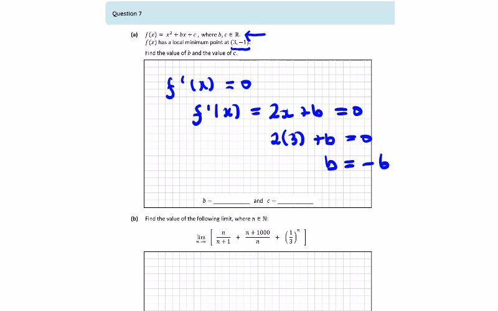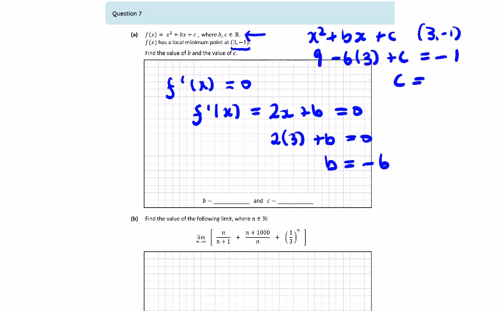And we know that we have a point on the curve, 3, minus 1. So we put x squared plus bx plus c. And if 3, minus 1 is on this curve, we get x squared 9. We have b already, which is minus 6 by 3 plus c is equal to minus 1. So c is going to be equal to 9 minus 18. We're bringing minus 9 across, it's going to become a plus 9. So 9 minus 1 would be 8. So c is 8. And b is minus 6 in this one.